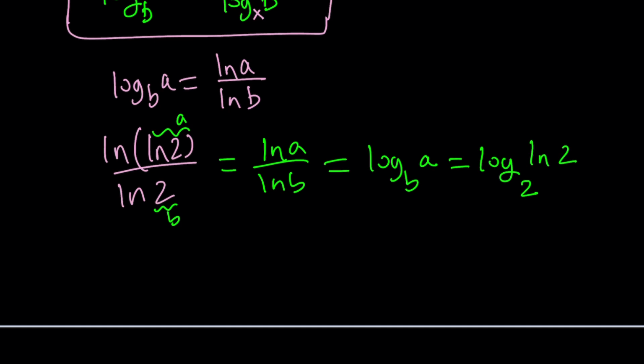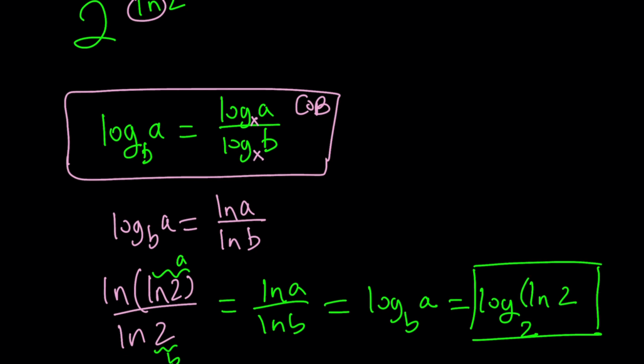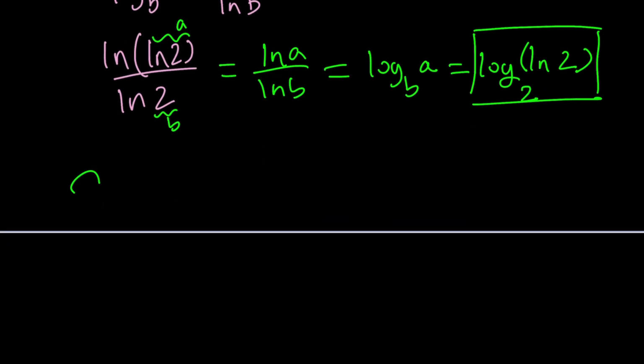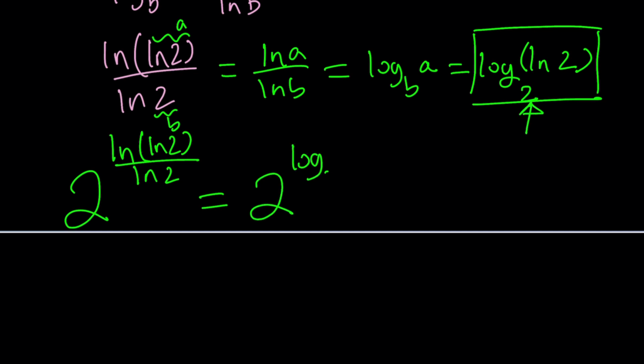Okay, that doesn't look very good, but at least we got something out of it, right? At least it's not a quotient. So now we're going to plug it in. If you want to write this ln 2 in parentheses, be my guest. Now let's do 2 to the power that. So 2 to the power ln 2 over ln 2. Since I got this for the exponent, it's going to be 2 to the power log base 2 of ln 2. Okay, how do you simplify this?